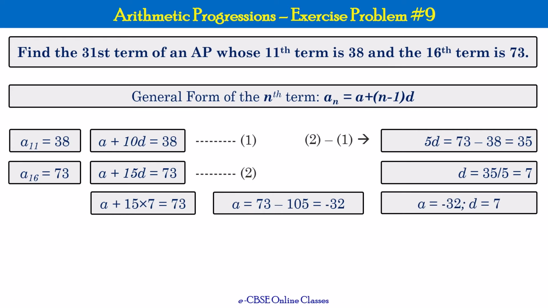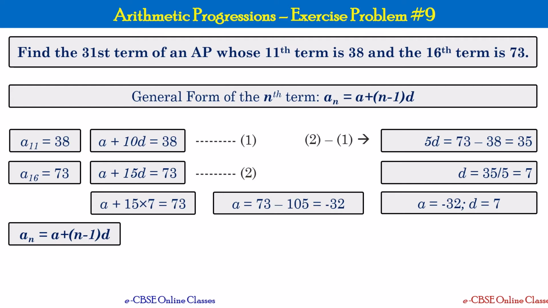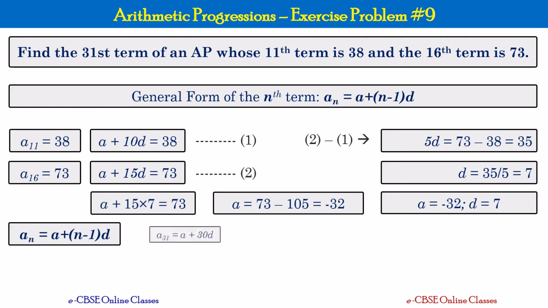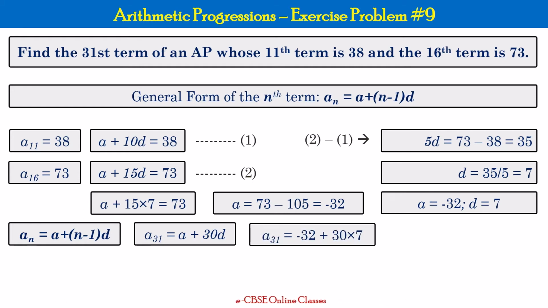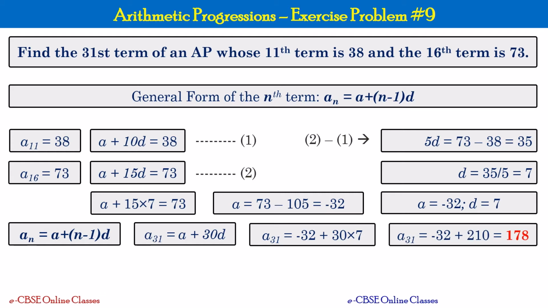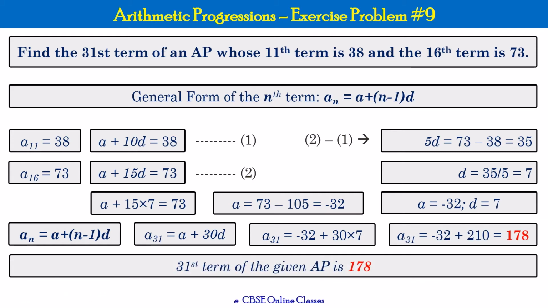What we need to calculate here? The 31st term, that is A31, is equal to A plus 30D. Let's substitute the values of A and D here. That becomes minus 32 plus 30 into 7. 30 into 7 is 210. So A31 is minus 32 plus 210, that becomes 178. So the answer is, the 31st term of the given arithmetic progression is 178.